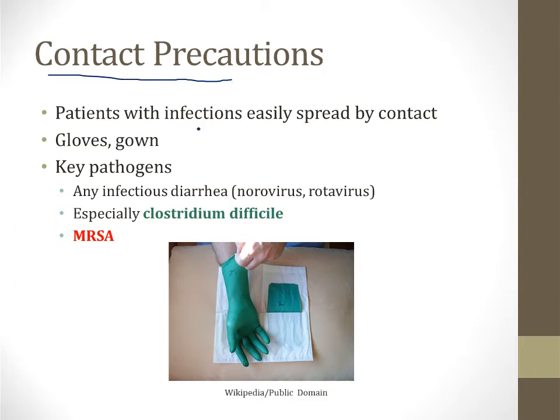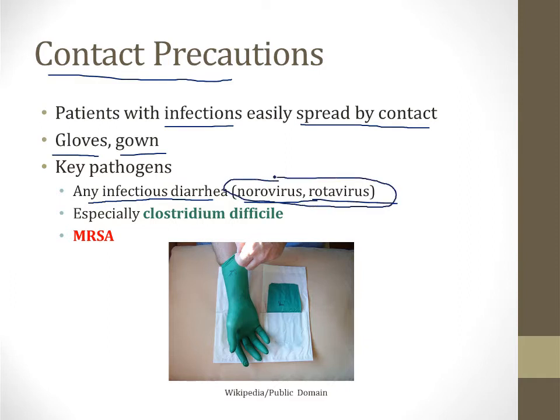These are precautions for patients who have certain types of infection that can be easily spread around the hospital by contact. When a patient has contact precautions on their room, you have to put on gloves and a gown anytime you enter that patient's room. The most common places where you'll encounter contact precautions in the hospital are first for any patient who has infectious diarrhea like norovirus or rotavirus. People hospitalized with these viruses can cause an outbreak that can spread through the entire hospital.